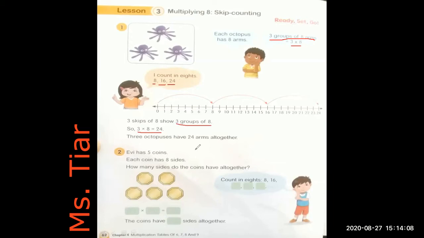Okay, over here, we have question number 2. Evie has 5 coins. Each coin has 8 sides. How many sides do the coins have altogether? Okay, look over here. We have 1, 2, 3, 4, 5, right? So we count in 8s. We have 5 eights here. So this one, 1 eight, 16 is 2 eights, 3 eights is, yes, we add another 8 over here. 16 plus 8, we get 24. And then we have 4 eights, we get 32. And then we also have 5 eights, we get 40. So over here, because we have 5 coins and each coin has 8 sides, we write down 5 groups of 8 or 5 times 8. So we get 40. So the coins have 40 sides altogether.